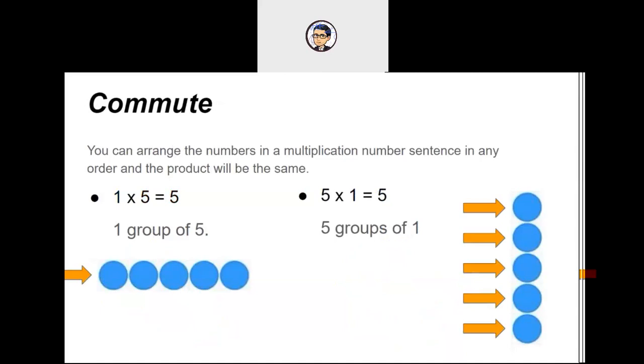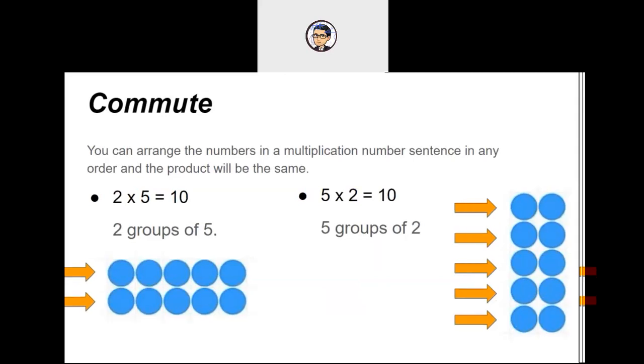If we have a look at our model, we can see that the group has been rotated. It's gone from being horizontal or flat to being vertical, upright. So we can see that 1 times 5 is the same as 5 times 1 because the group stays the same. The product will always be 5.